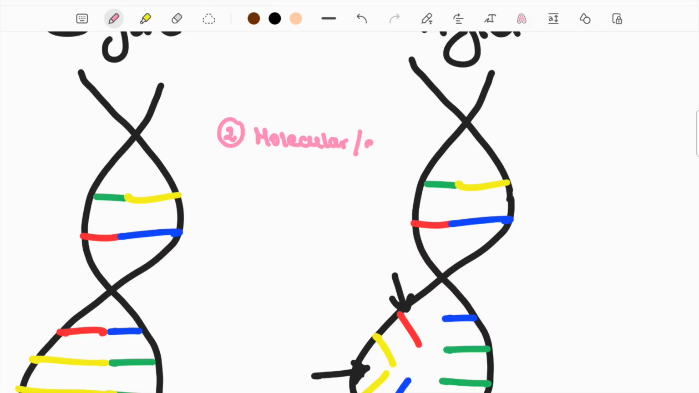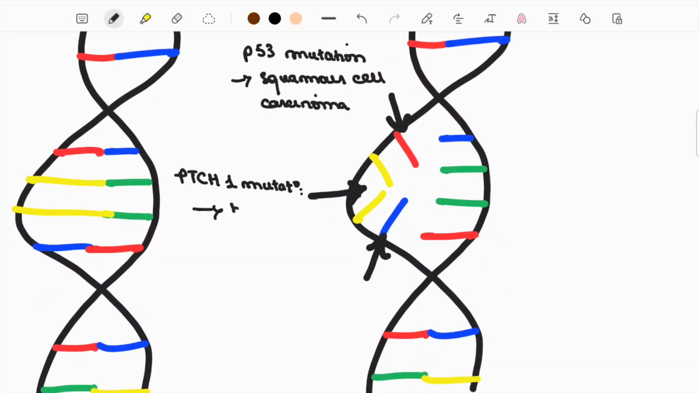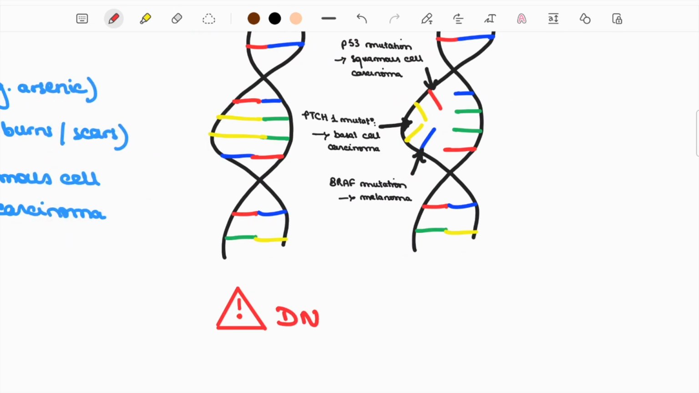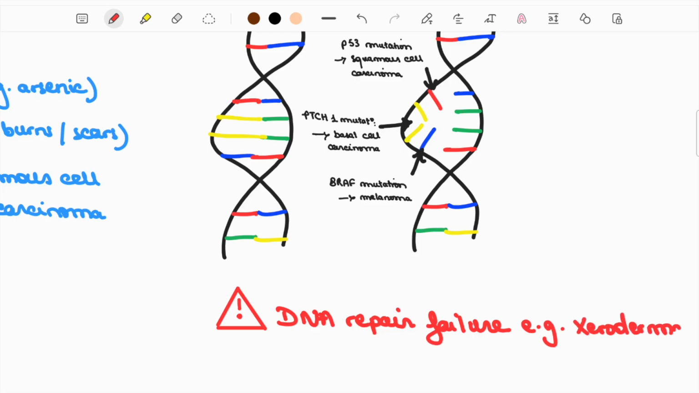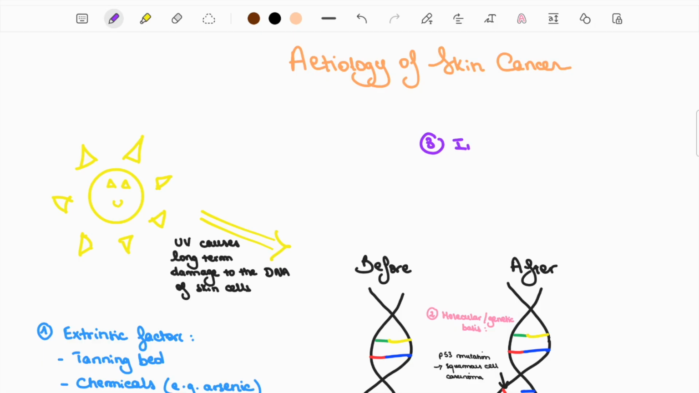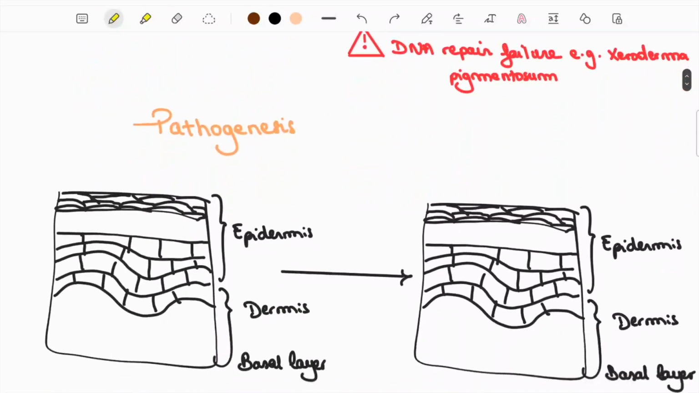On a molecular level, mutations in key genes drive different cancers: P53 in squamous cell carcinoma, PTCH1 in basal cell carcinoma, and BRAF in melanoma. Normally, DNA repair systems fix this damage, but when they fail, as in xeroderma pigmentosum, mutations accumulate rapidly. People with fair skin, older age, or a weakened immune system are more at risk. Altogether, these environmental, genetic, and host factors make skin cancer the most common cancer worldwide.